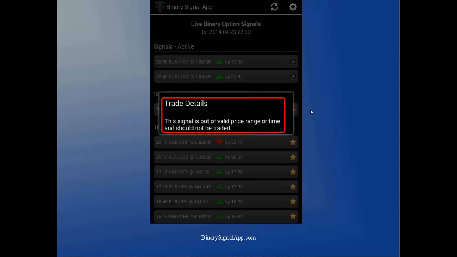If you do click on one of these trades that's in the not active section, you will get this screen right here that says trade details. This signal is out of valid price range or time and should not be traded. So that's to remind you, again, we block that signal to try to increase your odds of profitability.